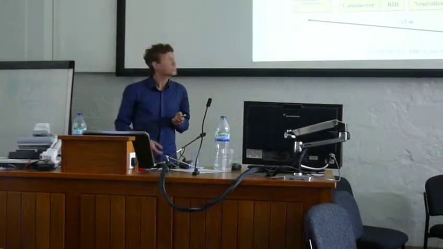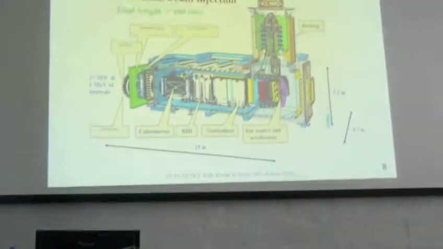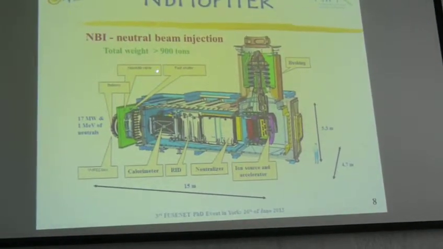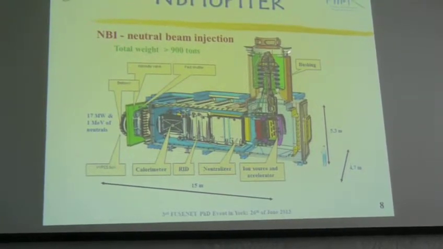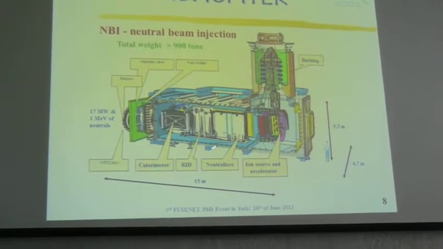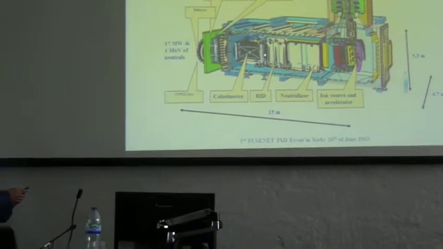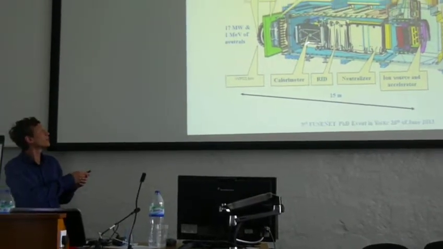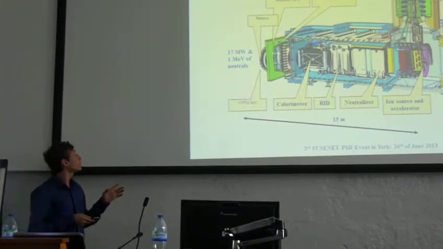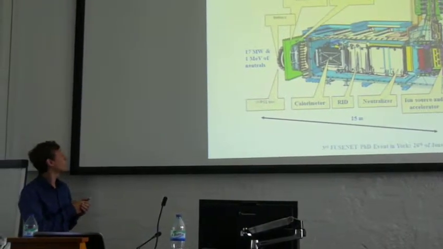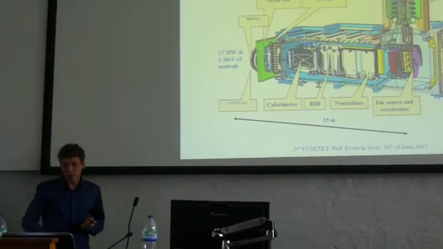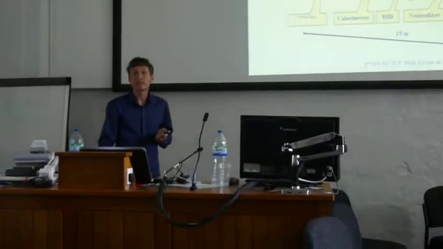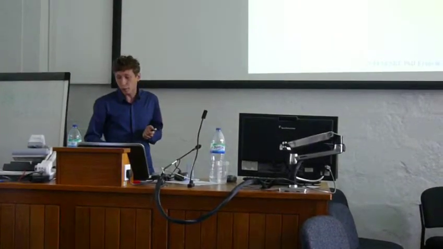But the existing facility is really, really huge. It weighs more than 900 tons, and it consists of many other modules like the bushing, the residual gas, the residual ion deflector and the calorimeter, and in the end it delivers 17 megawatts of power with 1 mega electron volt of neutral particles. Alright, that poses quite a huge question.